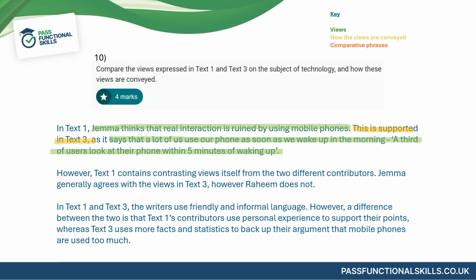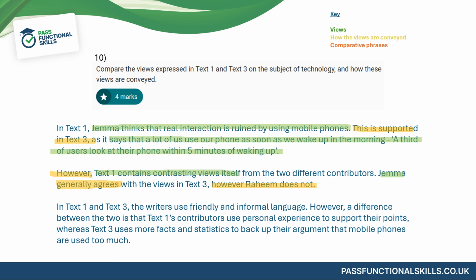Then they've talked about the other set of views in text 1. So however, another comparative phrase there. Text 1 contains contrasting views itself from two different contributors. Gemma generally agrees with the views in text 3, so a comparison again there. However, Raheem does not. So we've got a really full comparison of the views there, using comparative phrases showing the examiner whether it's similar or different.